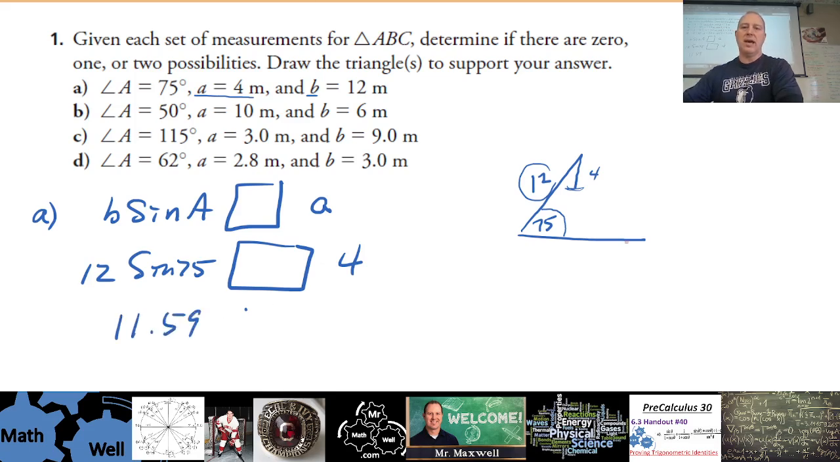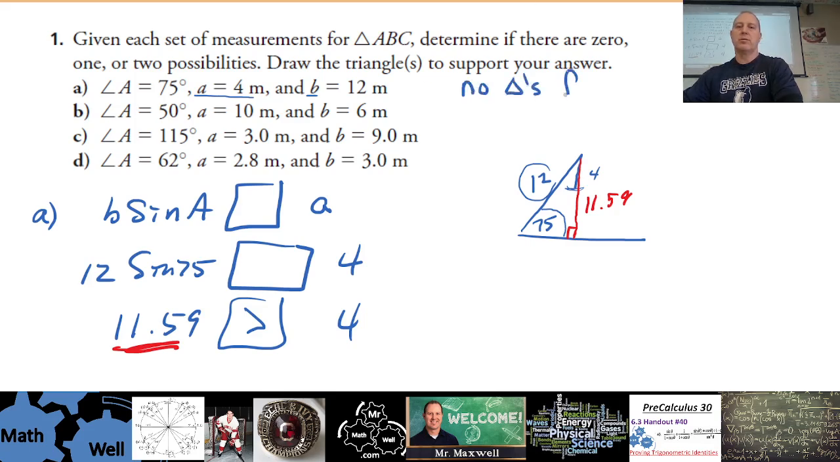So what this is saying is that, in order to form a right triangle, the minimum side length for this opposite side would have to be 11.59, because that's what would make a right triangle. You see that? And if we compare that to 4, well, 11.59 is greater than 4. 4 is less than the minimum required. So guess what? There are no triangles formed. Starting to click?